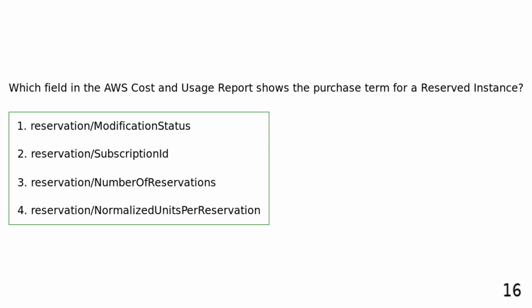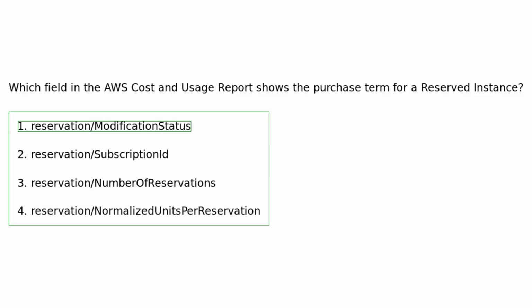Reservation/modification status. Reservation/subscription ID. Reservation/number of reservations. Reservation/normalized units per reservation. The reservation/modification status field can indicate the purchase term for a reserved instance, such as no modification for a standard term or specific changes if modified.